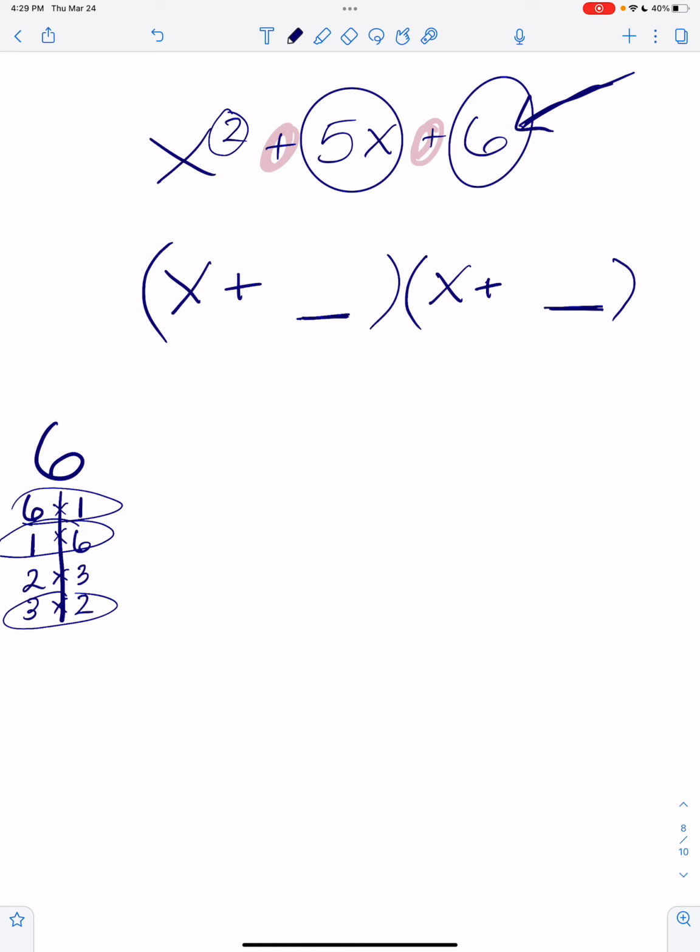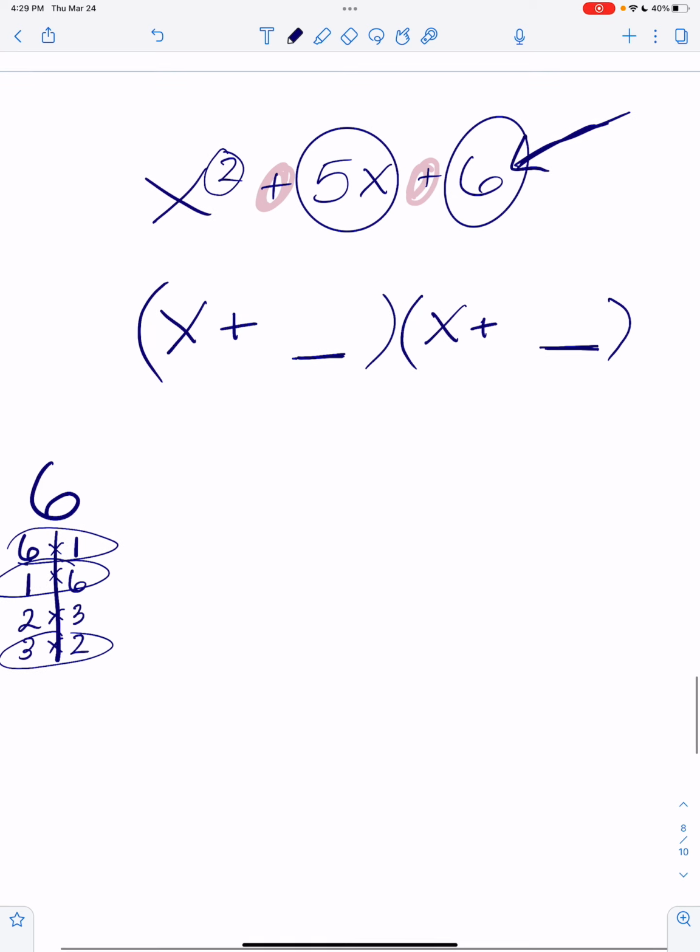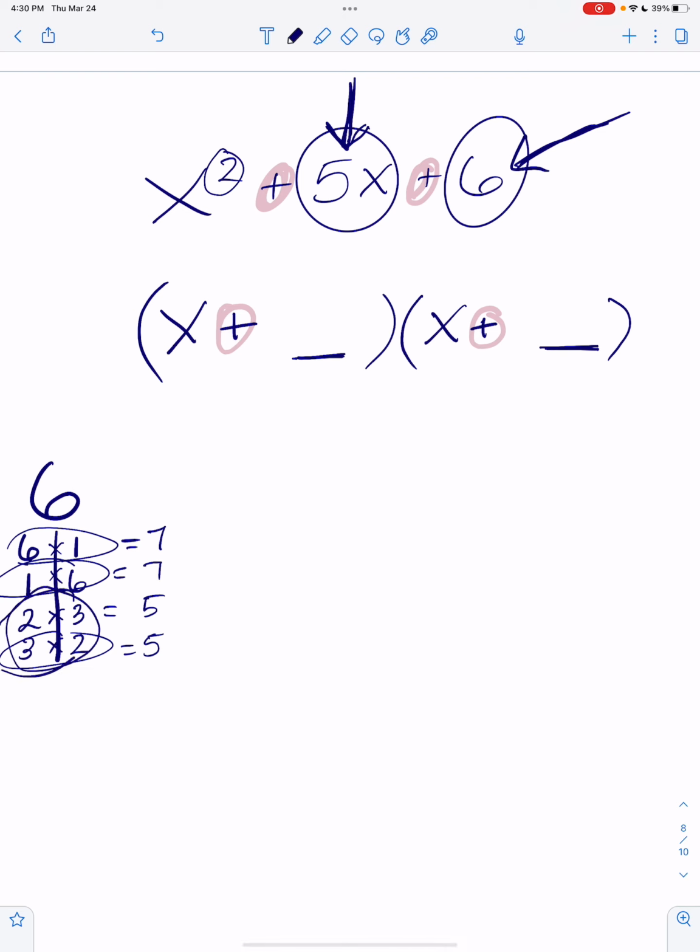But this is how I'm going to know which set to use. Whatever number set I pick has to add or subtract to equal 5. In this case, I know it has to add because, again, both my numbers are positive. So I'm going to go across and add all these number sets and see which one will work. Right off the bat, 6 plus 1 would be 7. 1 plus 6 is also 7. But 2 plus 3 gives me a 5, and 3 plus 2 also gives me a 5. So I know it can be either one of these two, because that is the 5 I'm looking for.